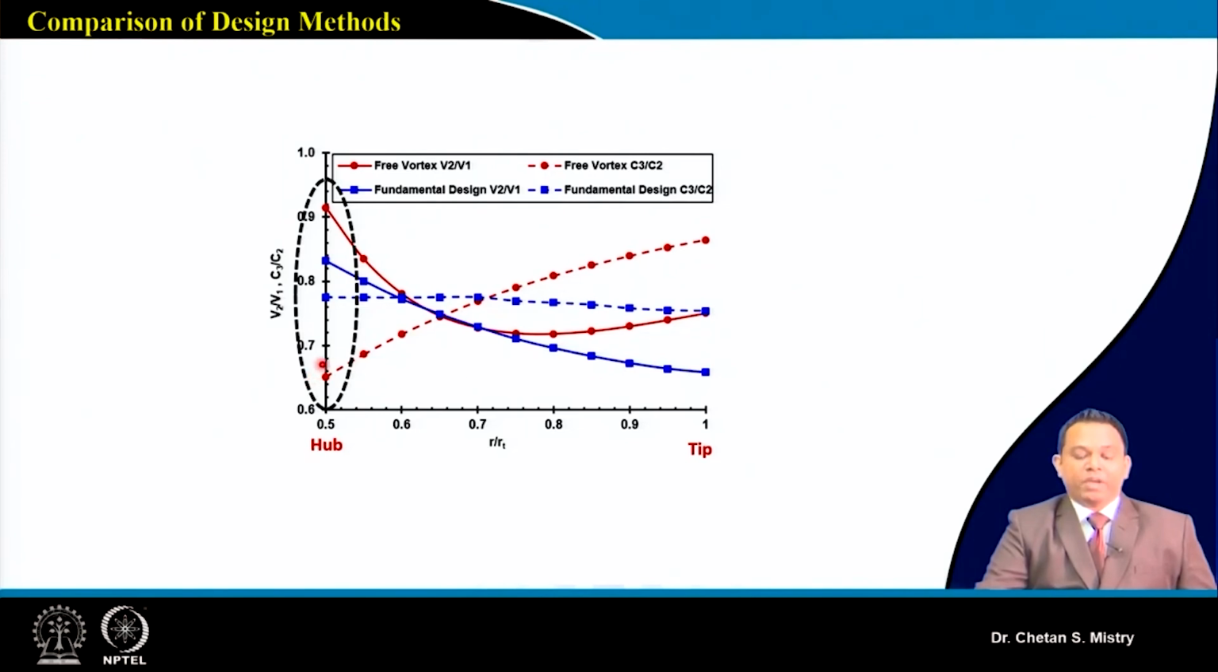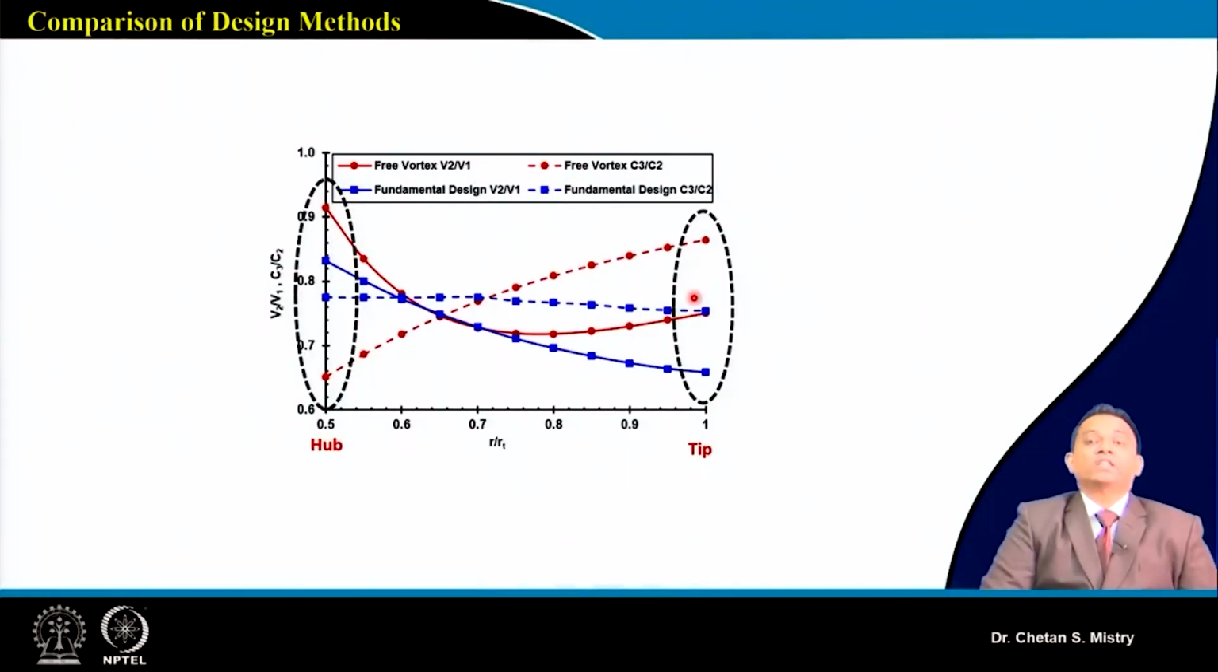In the same way, we have the variation of the absolute velocity component, which represents my flow acceleration. Here, my C3 by C2 is nearly constant. But for the free vortex concept, we have more acceleration of the flow near the tip region. This is all we have discussed in terms of comparison between the free vortex concept and our fundamental method.